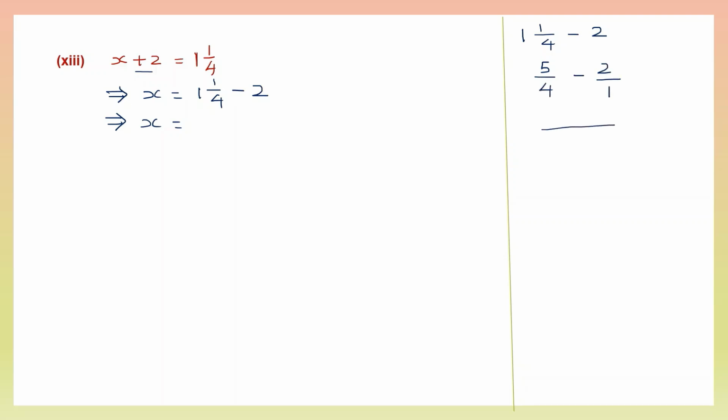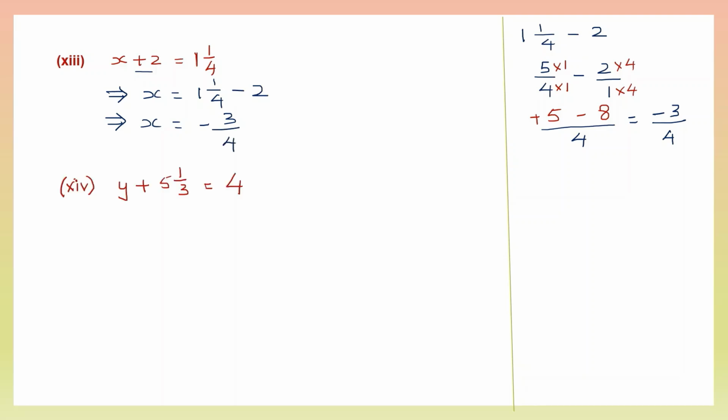The LCM will be 4. Now let's find the new numerators. 4 1s are 4, so 5 1s are 5, minus 1 4s are 4, 2 4s are 8. So this is plus 5 and minus 8. So when signs are different, put the sign of the bigger number and subtract. 8 minus 5 is 3 by 4. So we have found the value of x to be minus 3 by 4.